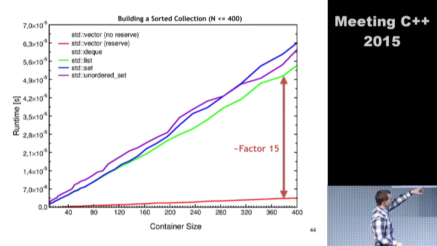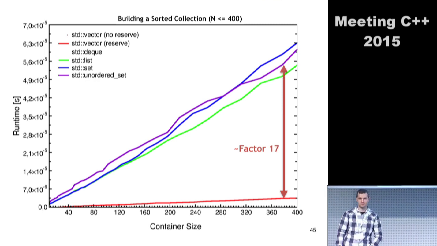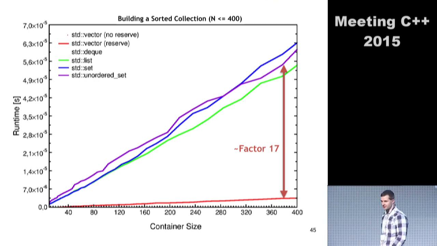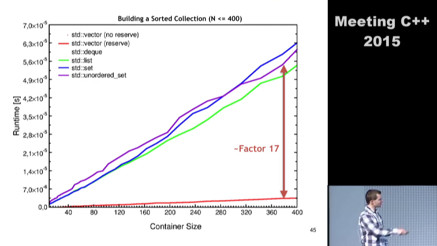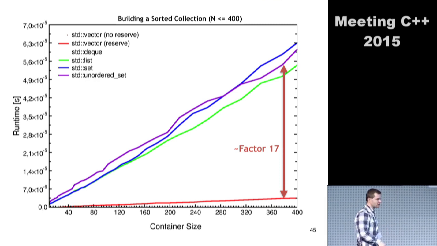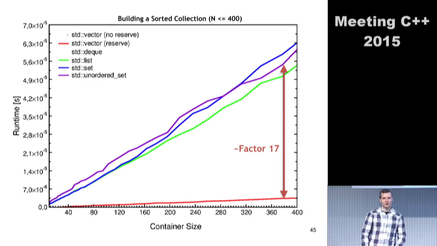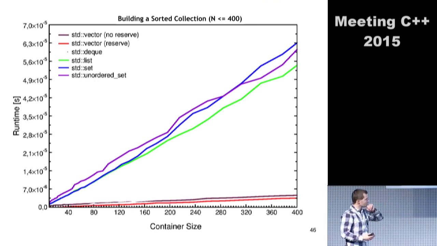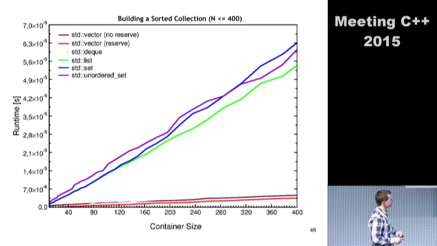Sorry, factor 17 to the unordered set. This is the vector without reserve. There's barely any difference. If I do 5, 6, or 7 memory allocations, it doesn't matter in comparison to 400 memory allocations of the other data structures. So, if you know that you have 400 elements and you can reserve, great, you gain a little bit. If you cannot, not such a big deal in comparison to choosing something that is node-based.